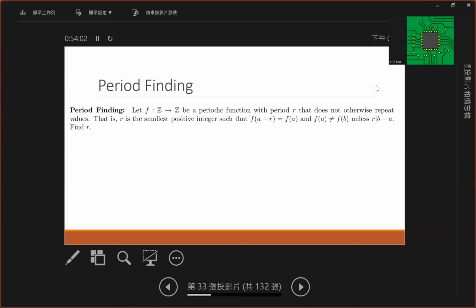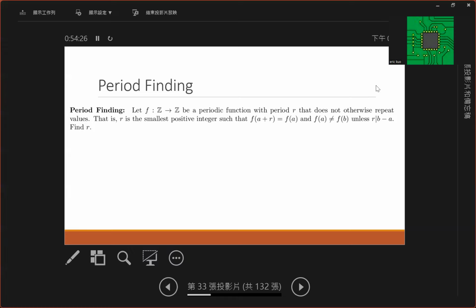Period finding is simple. I give you a periodic function, let's say from integers to integers. If it has a period, there's an R that does not otherwise repeat values. Let's say big R is the smallest integer such that f(a+R) equals f(a), and f(a) differs from f(b) unless b minus a is a multiple of R. And the goal for you is to find R.